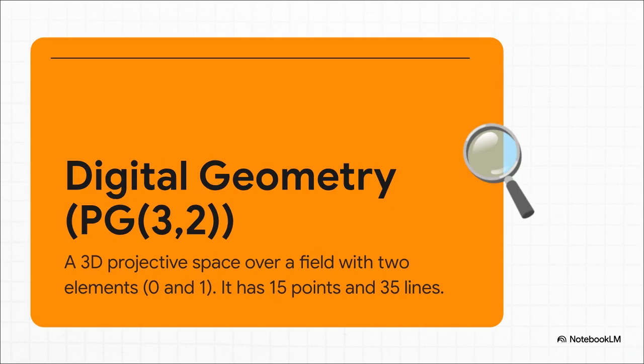Now, the best way to think about it is as a kind of digital geometry. It's a whole 3D space built using only 2 numbers, 0 and 1, a completely binary universe. And the rules are weird. For instance, in this world, 1 + 1 = 0. And here's the kicker. Inside this tiny universe, there are exactly 15 points, and, you guessed it, exactly 35 lines.